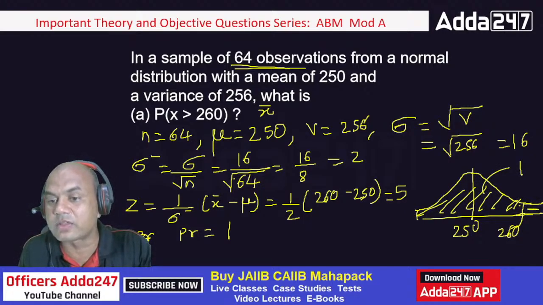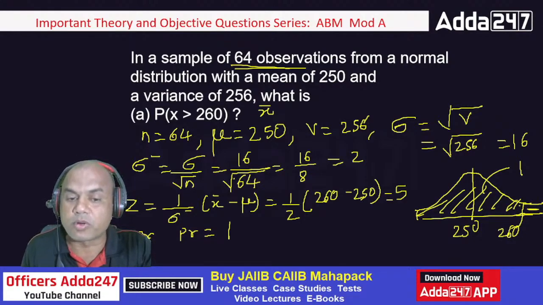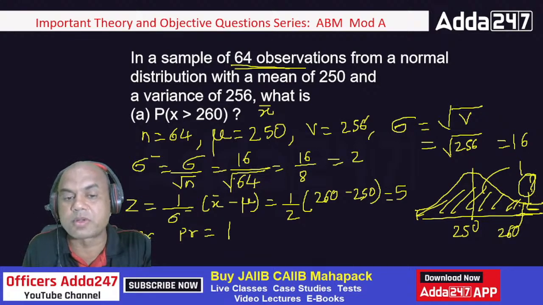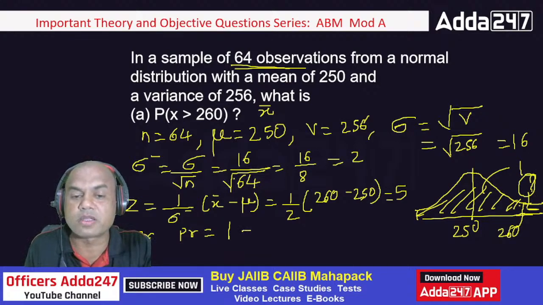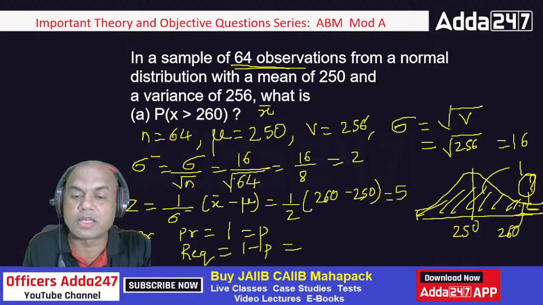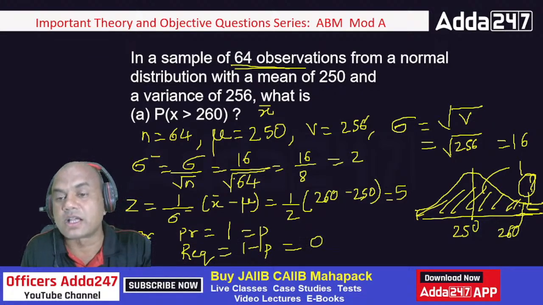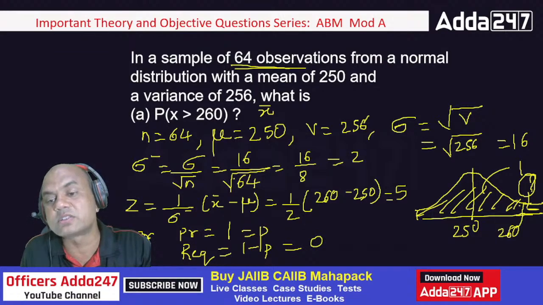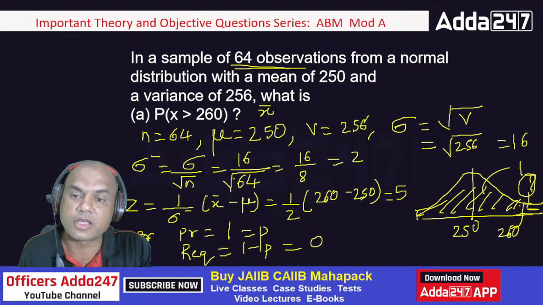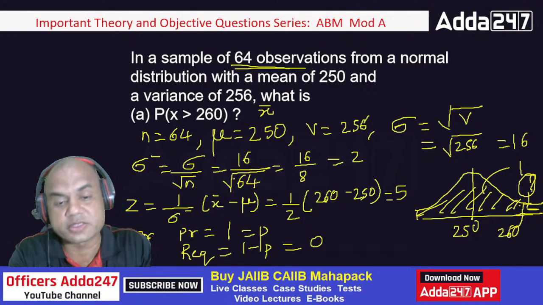I want greater than. So this part will be what? So probability, this part, the other part will be always, remember, this is my question mark. So my question mark will be 1 minus required probability. I'll call this as P, small p. So required probability equals to 1 minus P, so equals to 1 minus 1 equals to 0. So the chance that you will get greater than 260 is always 0. Less than 260, the probability is 1. Greater than 260, the probability is 0.